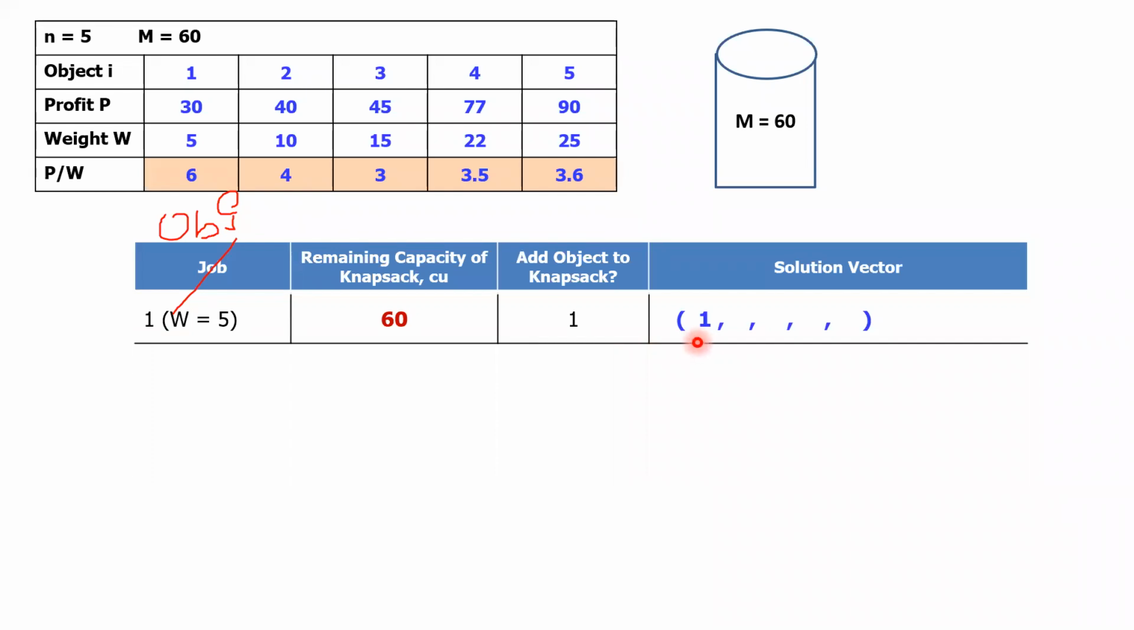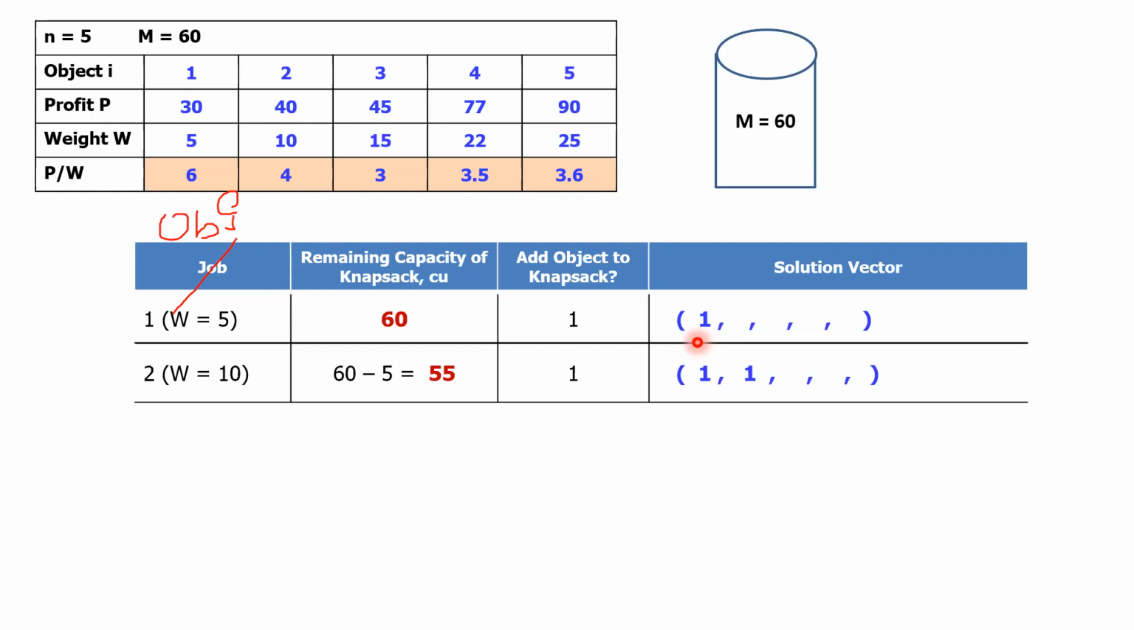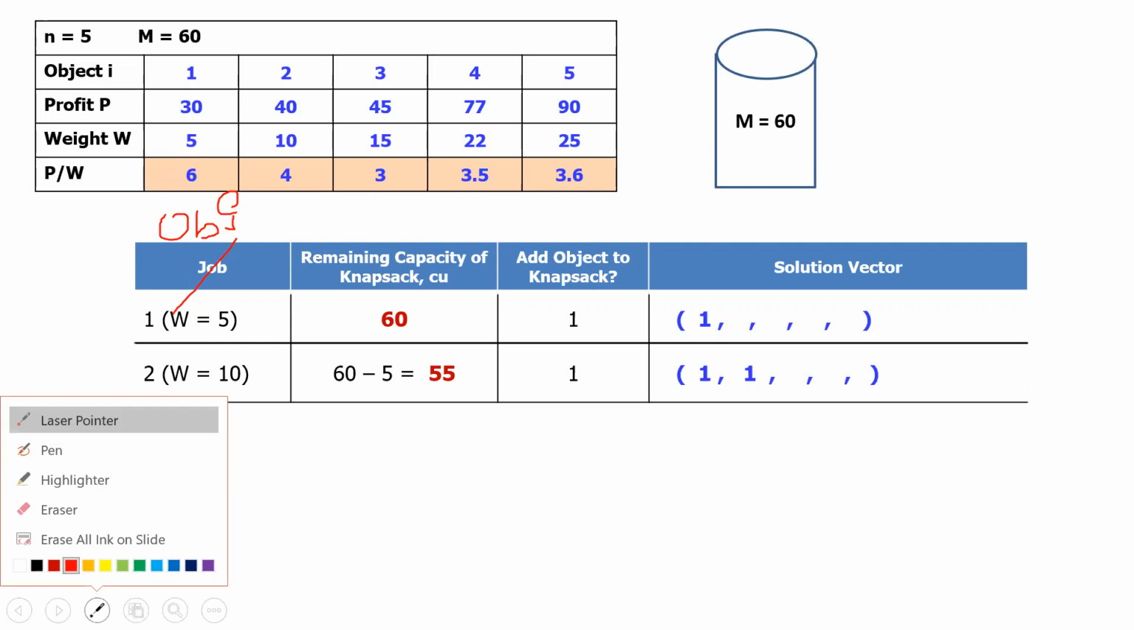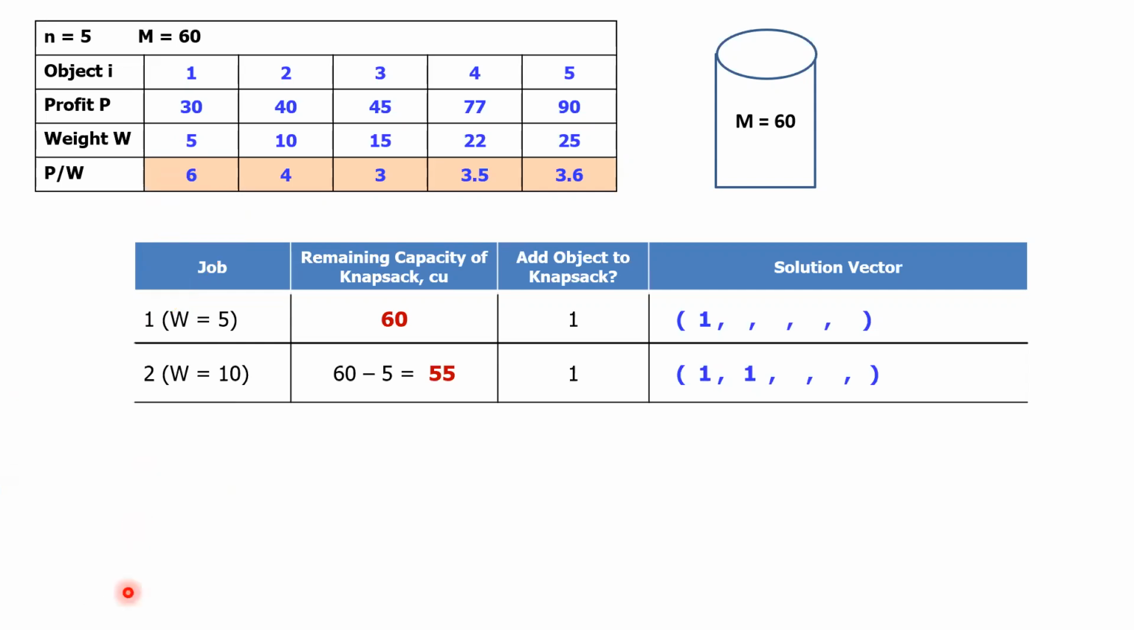Now, next step. So I have made a greedy choice here, isn't it? Why have I chosen object 1 in step 1? Because it has the highest P by W. So that's a greedy choice. At each step, among the objects that are available, I'll make a greedy choice. And what is the rule for my greedy choice? I'll choose the object which has the largest P by W value. So object 1 is gone.